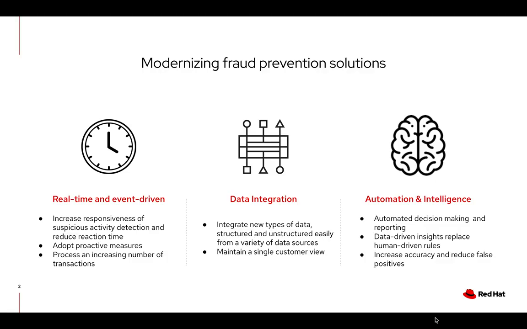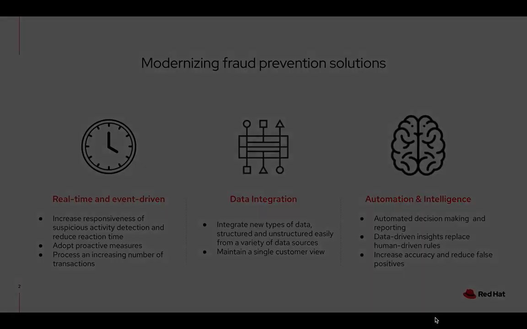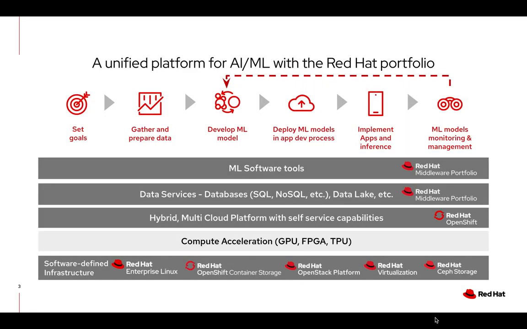And finally, financial institutions must replace human-designed rules with insights and data-driven models. And in this demo, we'll show you how to build a machine learning model that powers the prediction service. We will build our fraud detection solution using Red Hat OpenShift as a foundation for a modern, hybrid cloud-ready AI platform that connects data scientists, application developers, and IT operations through a seamless and unified platform built with a Red Hat portfolio.